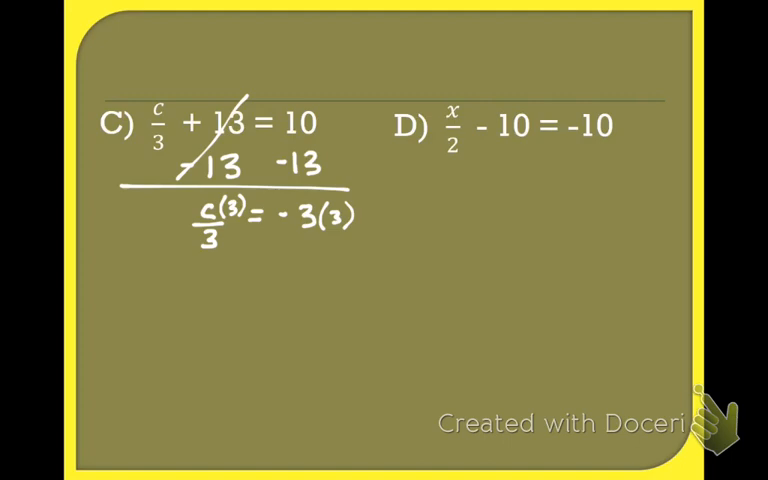What am I left with on that side of the equal sign? When I have a 3 on top of a 3, 3 divided by 3, what does that equal? 1. So this turns into a 1. So on the left side, I have 1c, but you don't have to keep the 1, so I just have plain old c, equals, what is negative 3 times 3? Negative 9. And that is your answer. It took us 2 steps to get to it, but you did find the answer.